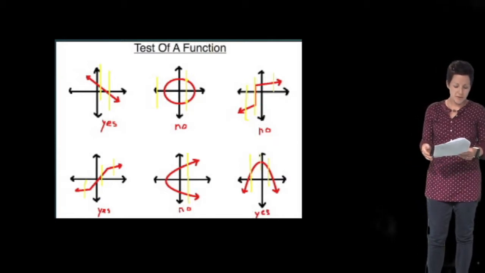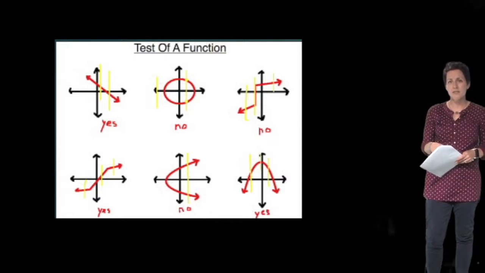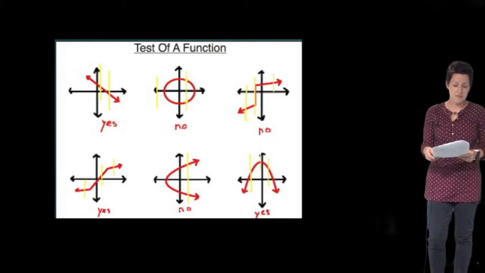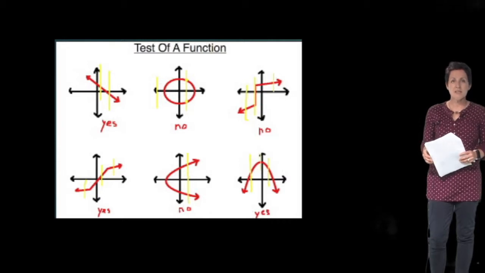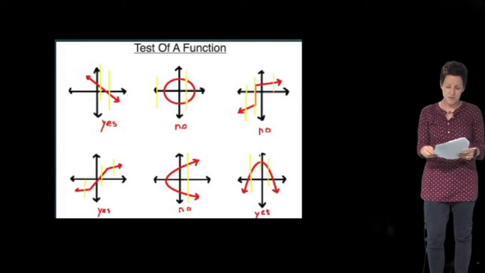Lines, for the most part, are going to be functions, but we're looking for it to not touch that vertical line in 2 places. Like a circle. On a circle, the vertical line is going to touch twice. Or maybe on a sideways parabola, it's going to touch twice. So that tells us that that x value has two y values. So that's why it's not a function.